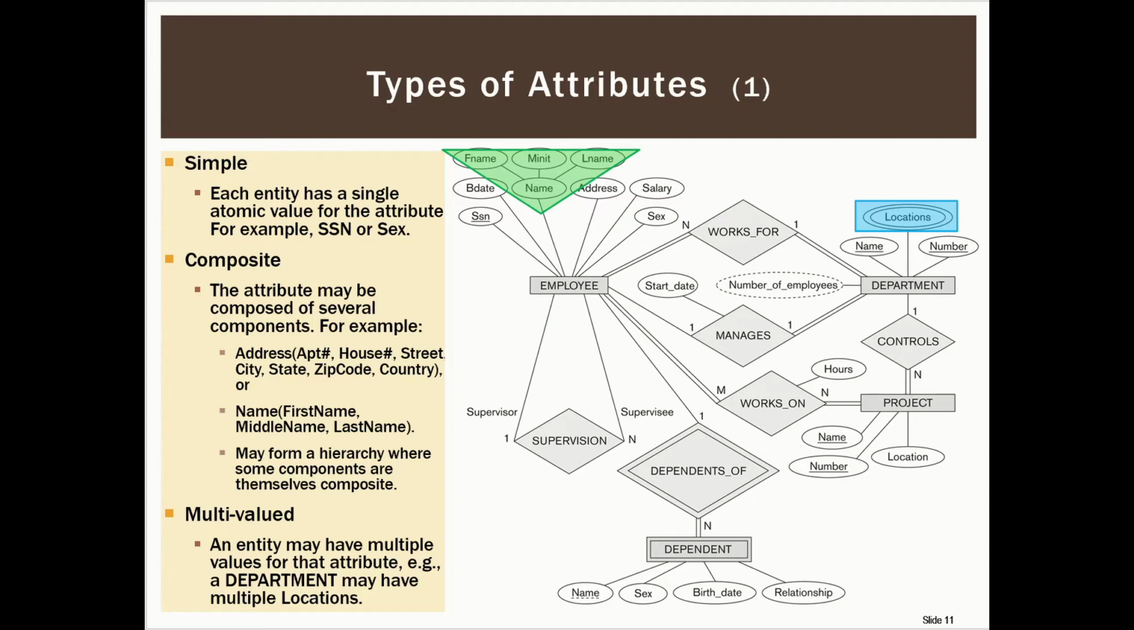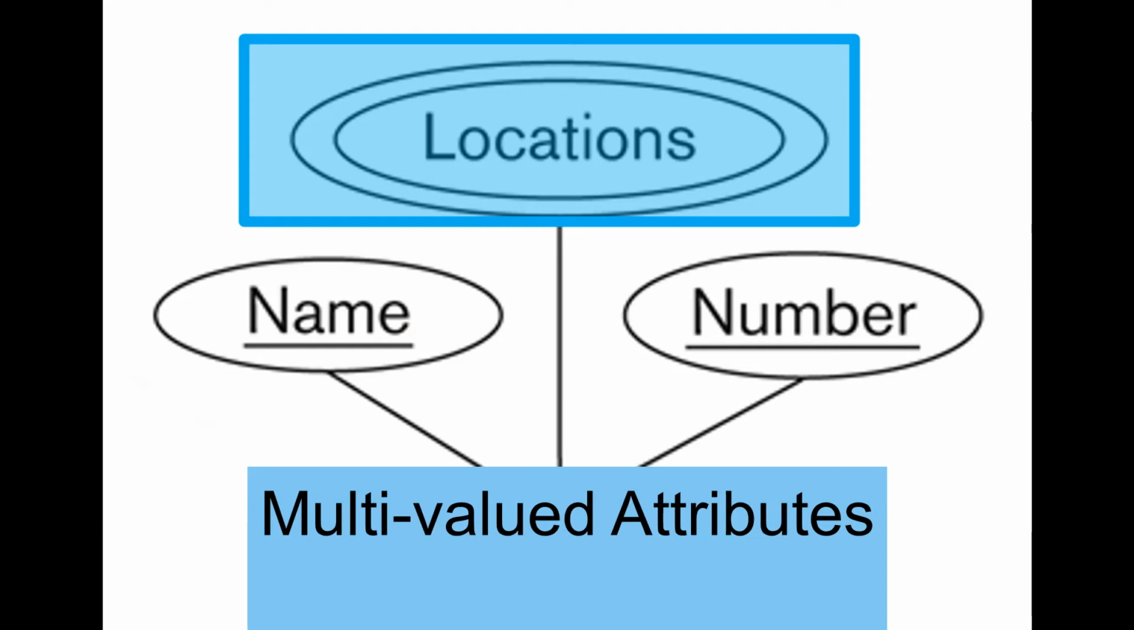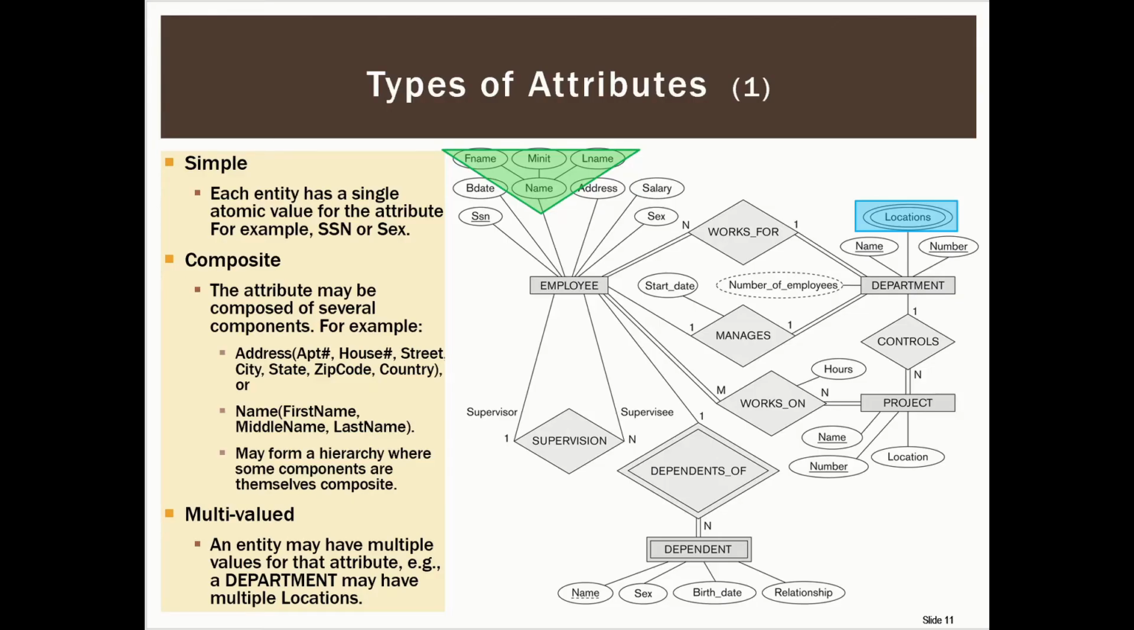The other kind of attribute you see is on the department entity type, and that is locations. Notice that this is in a double oval. The double oval says we have multiple values for that attribute. The clue to give it away was the fact that we called the attribute locations. It implies that a department could be someplace in New Jersey, and it could also have its headquarters in Pennsylvania. So one department could be in two different locations.